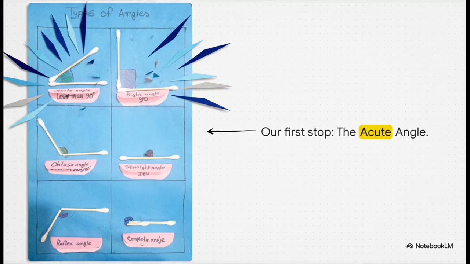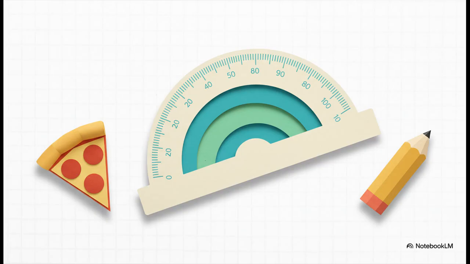First stop, the acute angle. Just look at it. See how the Q-tips make that sharp, kind of pointy shape? That's not a coincidence. The word acute actually means sharp. It's small, it's tight, it honestly looks like it could poke you. And here's the rule you gotta remember. An acute angle is anything that measures less than 90 degrees. Think of a really thin slice of pizza, or the very tip of a sharp pencil. It's basically any corner that's tighter than a perfect square.